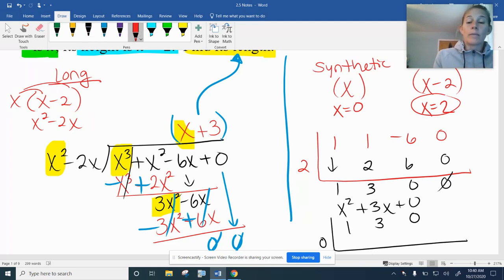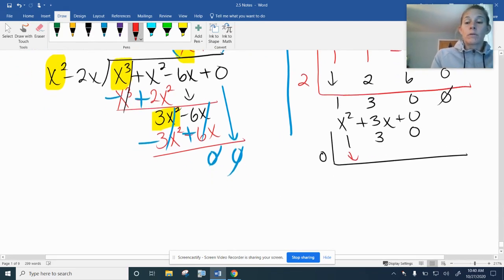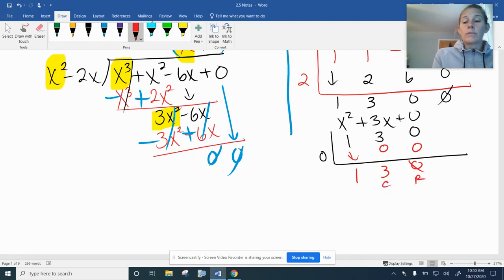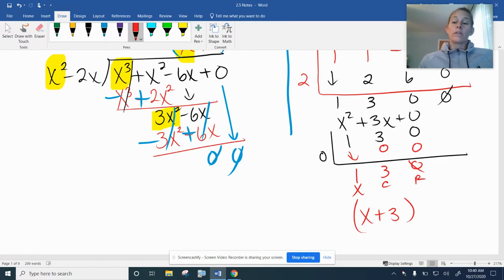So when I go to divide out my 0, bring down the 1. That's my remainder. This is my constant. This is my x. So I'm left with x plus 3. That's the same thing we got doing long division.